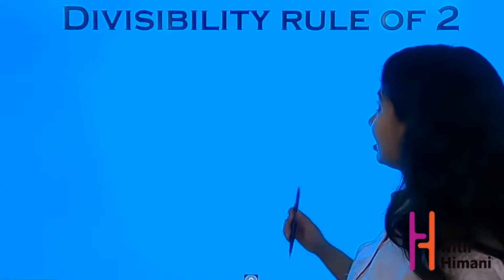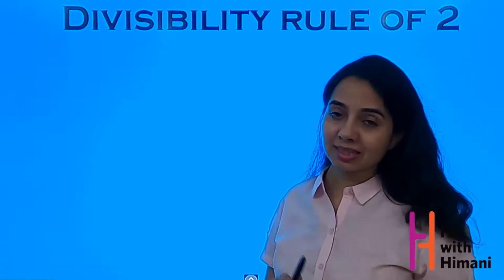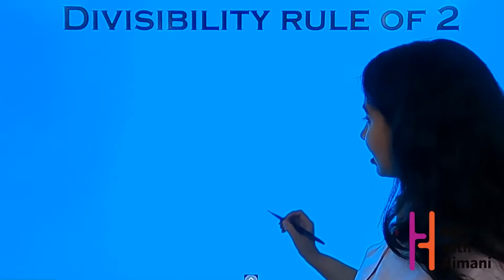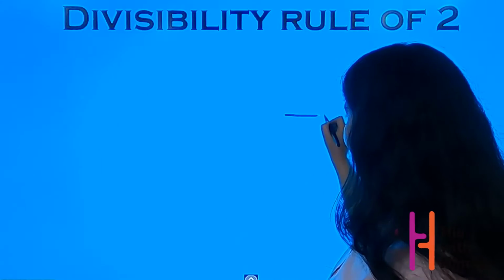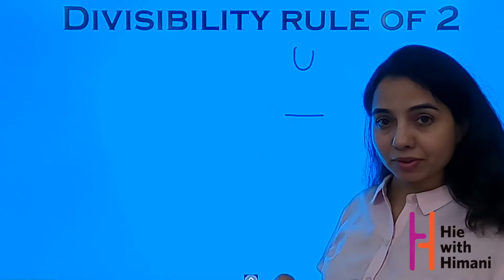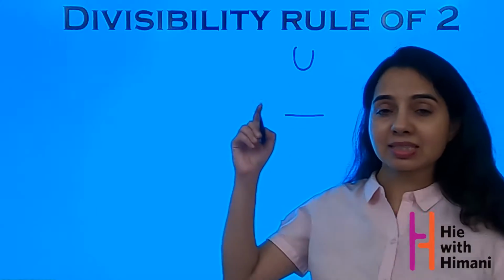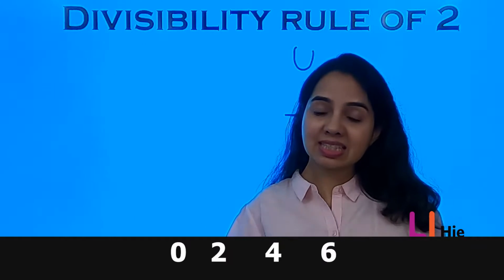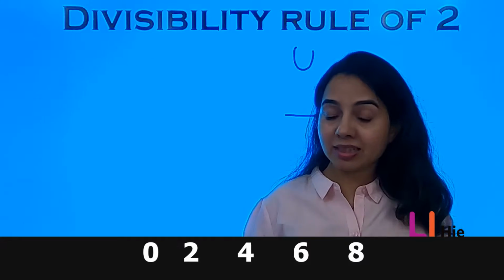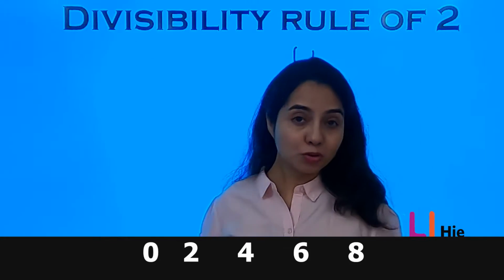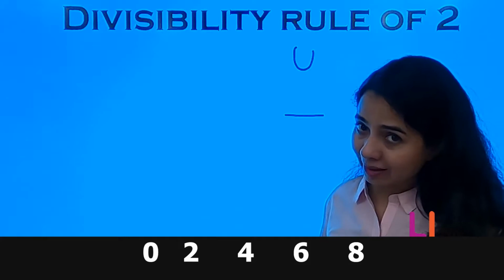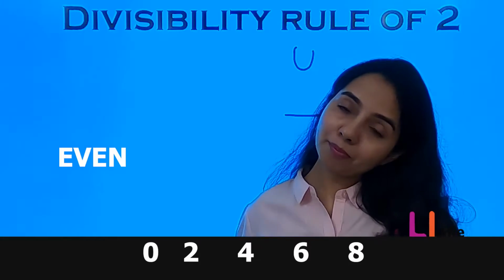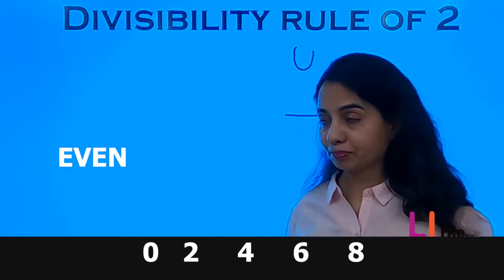The first divisibility rule that we will do is the divisibility rule of 2. What does it say? If the unit digit of any number is 0, 2, 4, 6 or 8, the number is divisible by 2. In other words, we can say if the number is an even number, the number is divisible by 2.